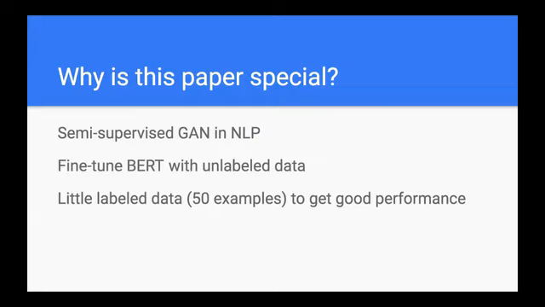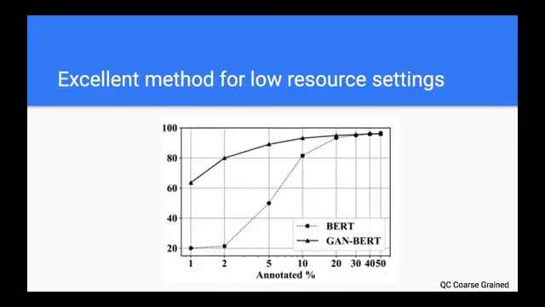They leverage the semi-supervised GAN in NLP, and it fine-tunes the BERT model with unlabeled data, because labeled data is very expensive, but we somehow have a lot of unlabeled data. If you can leverage that, then your BERT model will be even more powerful, and you can achieve reasonable performance under a very low resource environment like this. They can have decent performance when only seeing 50 examples. If you are familiar with NLP, 50 examples are very, very little data.